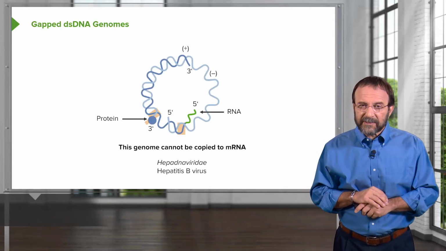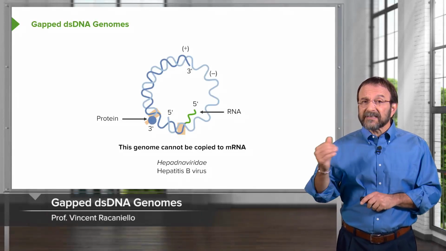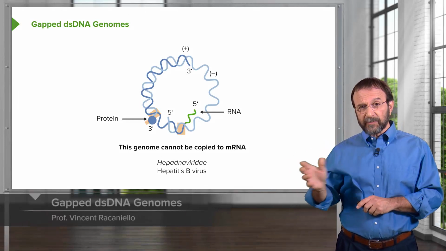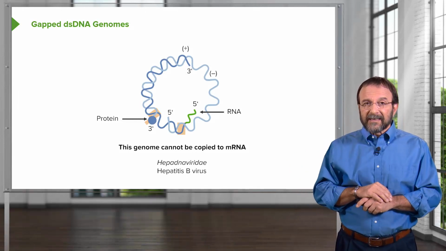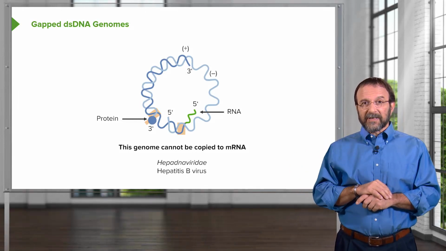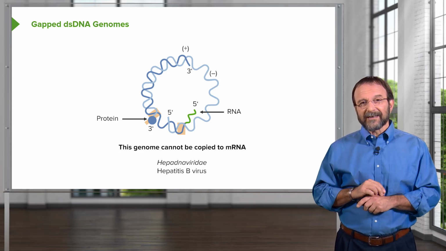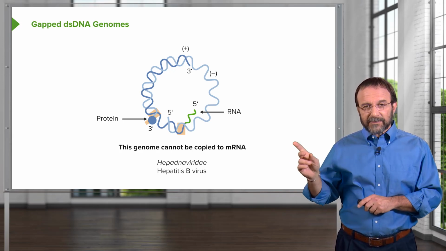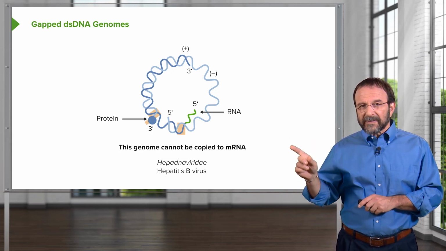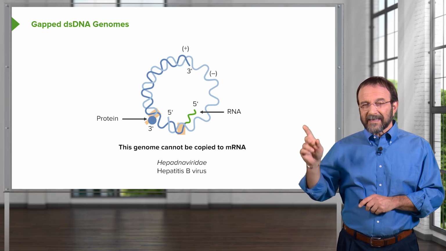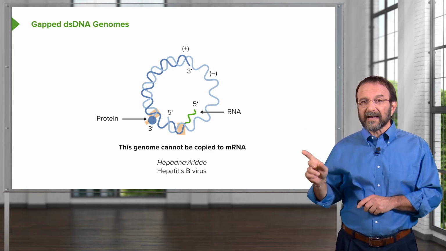We have viruses with DNA genomes, but they have a different configuration. So this is a separate Baltimore class. These are gapped double-stranded DNA genomes. And the configuration is shown in this slide. You can see most of the DNA is double-stranded, but a part of it is single-stranded, and that's the negative strand that we see. We call that a gap.